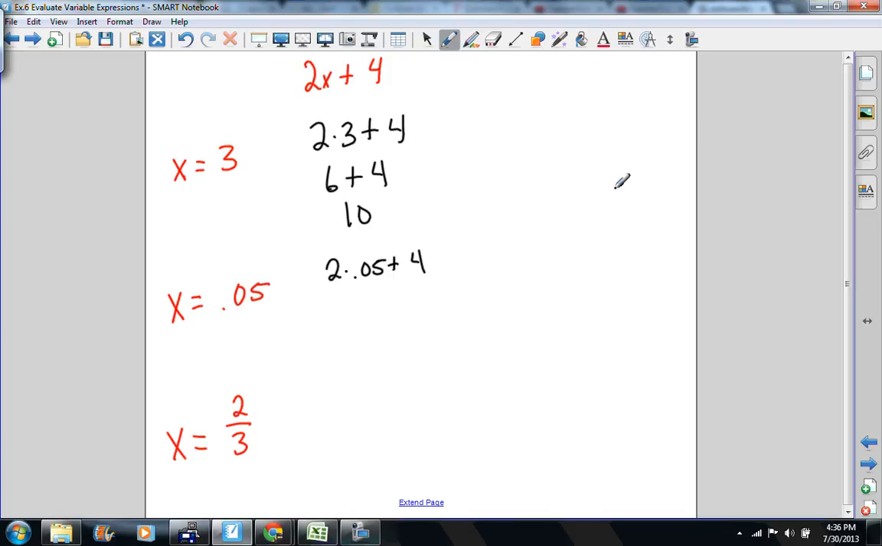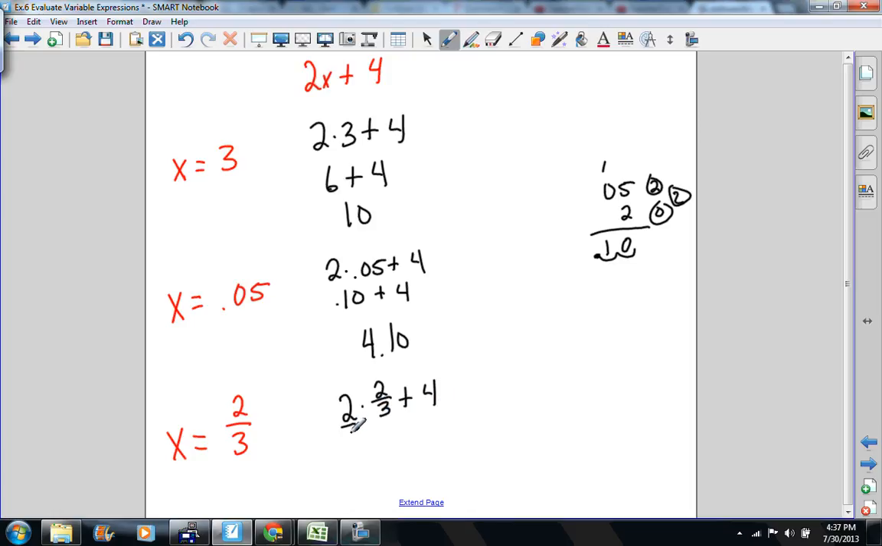2 times 0.05, we're going to have to do that on the side. So I'm going to put the 05 on top, and I'm going to put the 2 on bottom. We have 2 decimal places here and 0 here. So that means we have 2 total. 5 times 2, that's 10. And then 2 decimal places go 1, 2, right there. So that's 0.10 plus 4. Well, that's just 4.10. Okay.